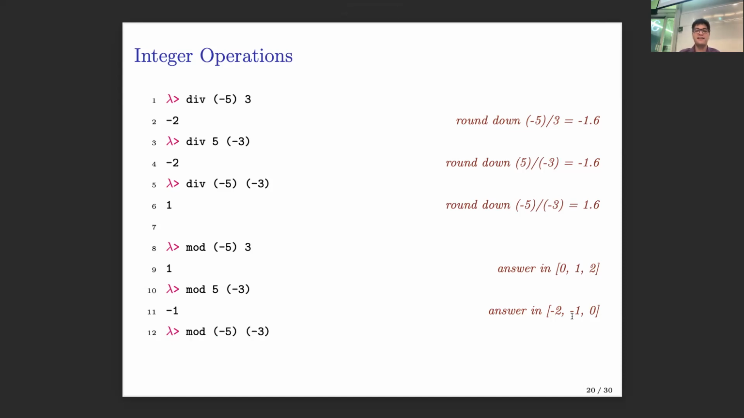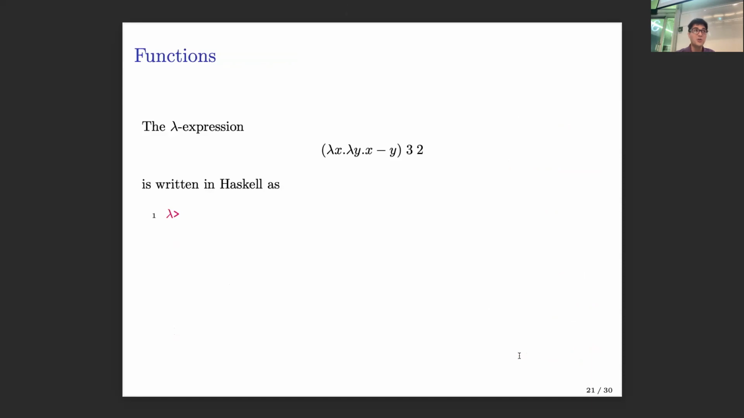What about minus 5 mod minus 3? In this case, I have the numbers minus 2, minus 1, 0, and I need to count to minus 5. 0, minus 1, minus 2, minus 3, minus 4, minus 5, minus 2. All right, so one is just rounding down float division, and the other one is sort of like what you'd get if you're counting in a giant circle. Just want to make you aware of that nuance.